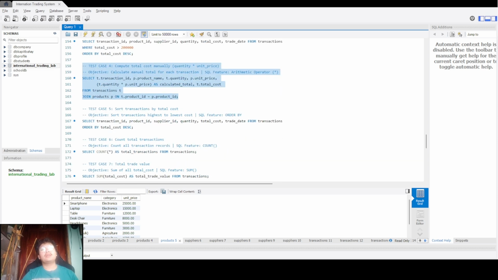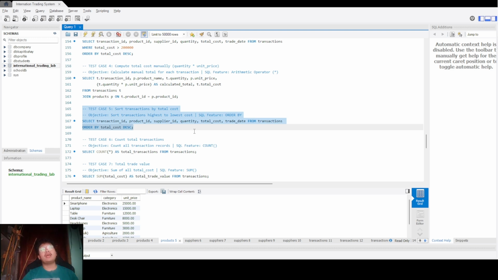So the last test case is number 5, sort transactions by total cost. The objective is to sort transactions from highest to lowest cost, and the SQL feature is ORDER BY. This shows all transactions sorted from highest to lowest. Then the result arranges all 15 transactions by their total cost value.